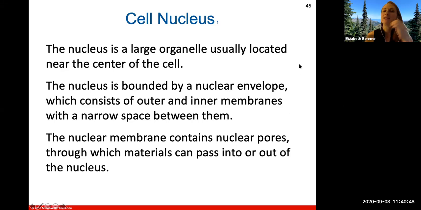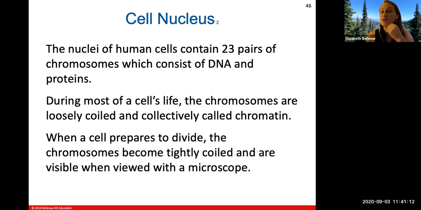So the cell nucleus is a large organelle. It's usually located near the center of the cell. Think of this as the brain of the cell. It's bounded by its own nuclear envelope, or its own kind of membrane, which consists of outer and inner membranes with a space in between. And the nuclear membrane contains pores or openings that allow certain things to go into and out of the nucleus. The nucleus of human cells contains 23 pairs of chromosomes, and these house the DNA and the proteins. And the DNA is all of the genetic material of the cell.